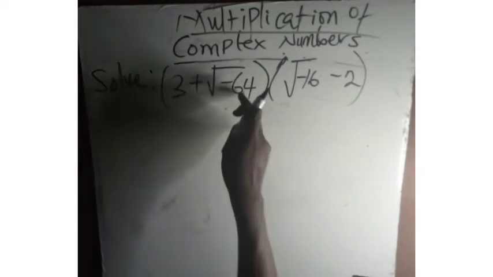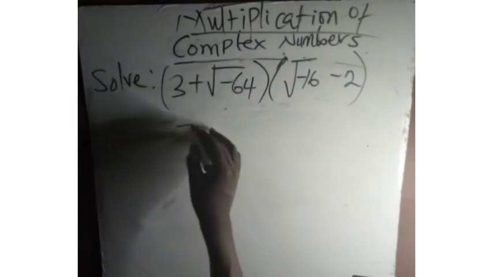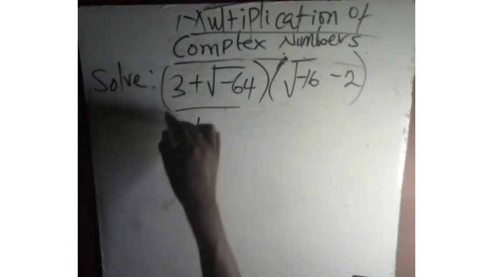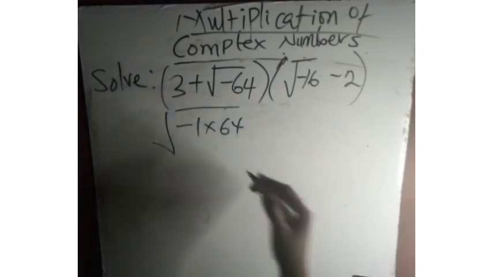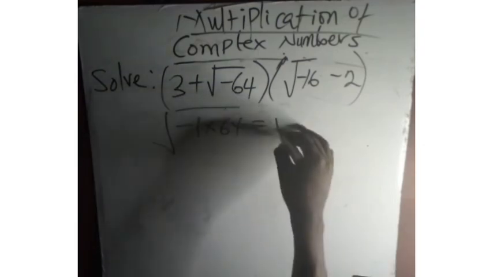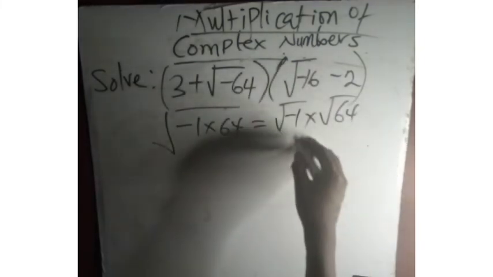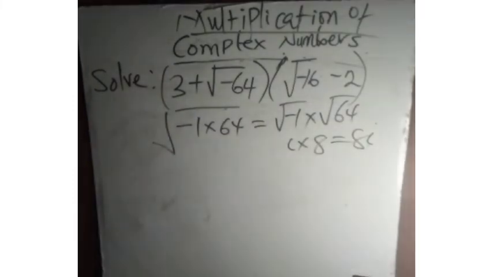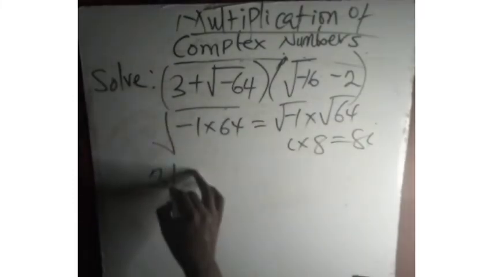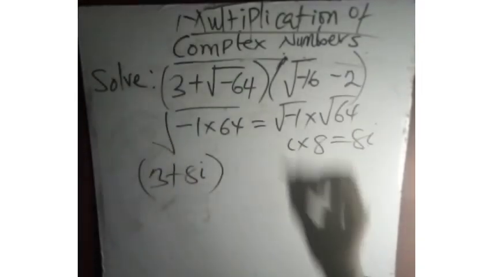Remember that if you want to break it down, this is minus 1 all into 64. We've done this in our previous example, so this is the square root of minus 1 times the square root of 64, which is i times 8, which is 8i, if you can recall. So this is 3 plus 8i. Keep it one side.